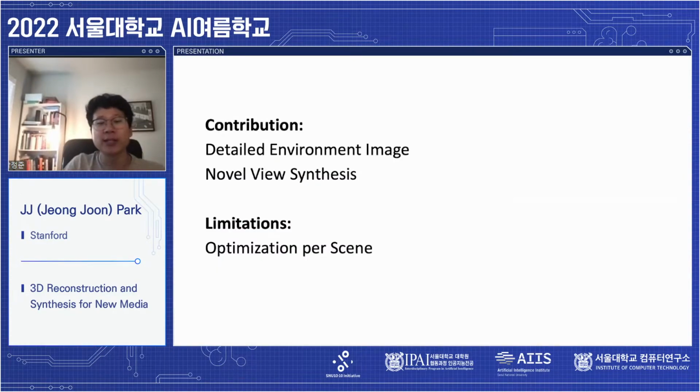So to summarize, the contributions of this work include a way of getting detailed environment from specular reflections, and a robust novelty synthesis framework using both physics and deep learning. But the big limitation is that the optimization is done per scene, and there was no prior knowledge being applied whatsoever for scene completion, for example.